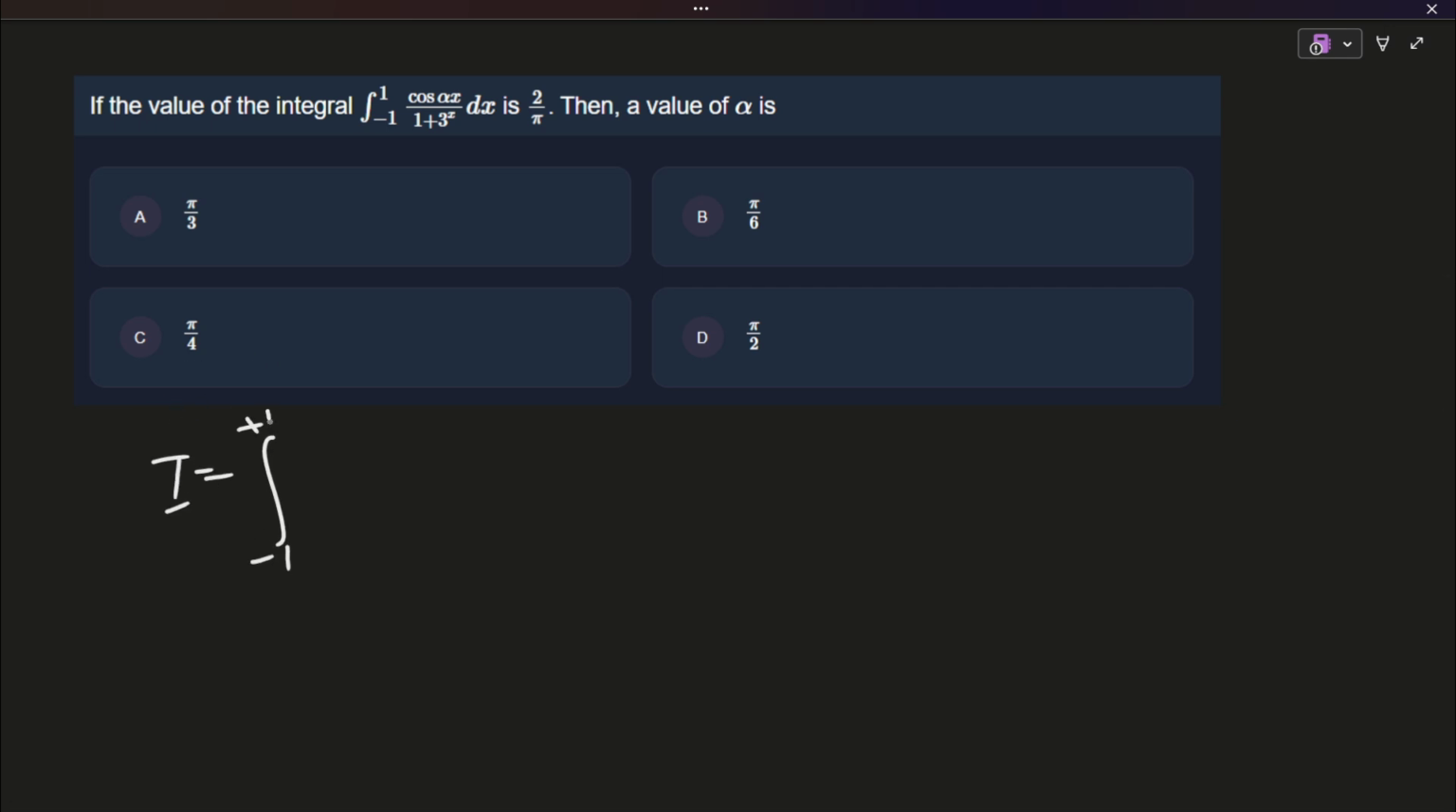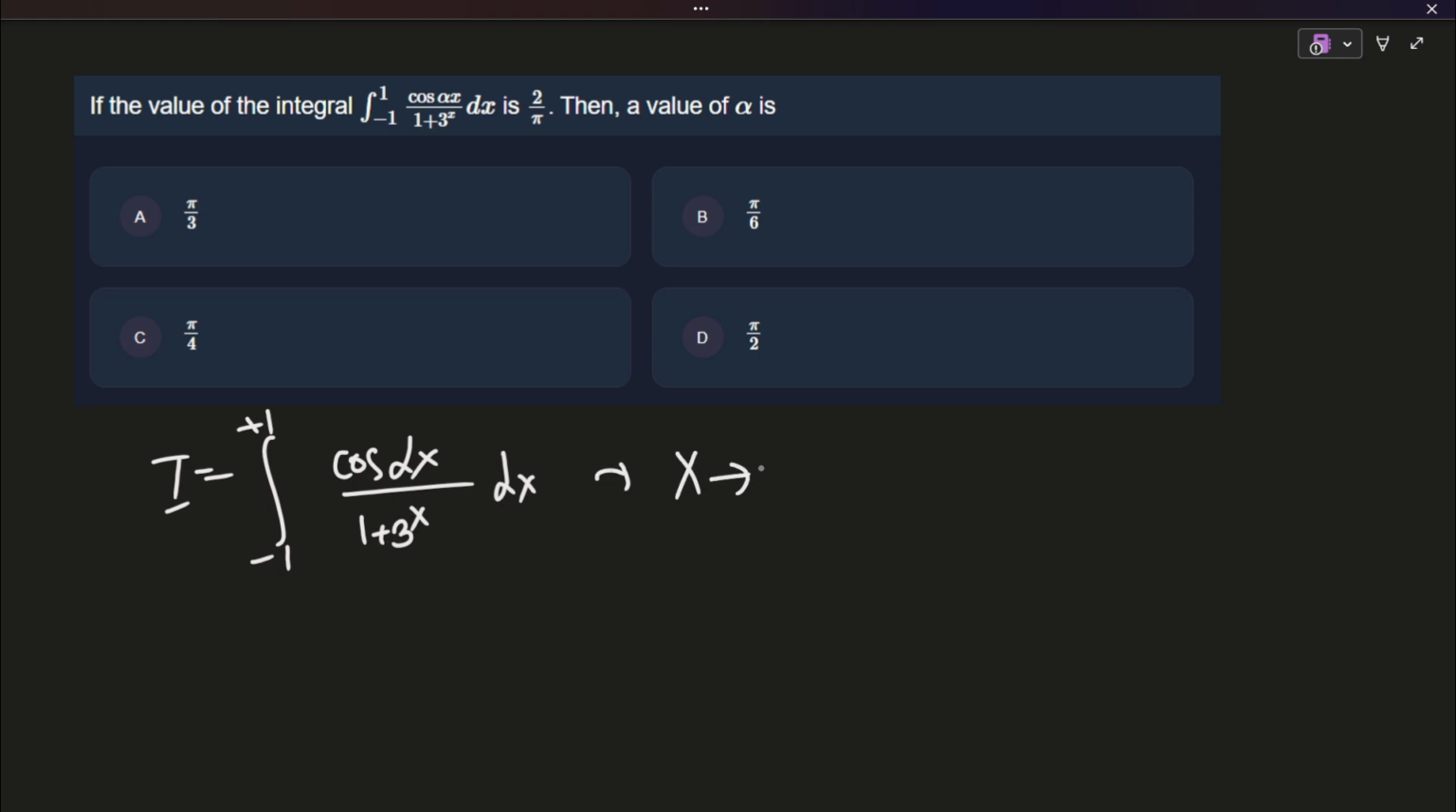Let's see, minus 1 to plus 1, you will see cos of alpha x, and below we have 3 to the power x, right? What will King's property do here? Obviously, we can understand that this is neither an even function nor an odd function because of the term 3 to the power x. So what will King's property do?